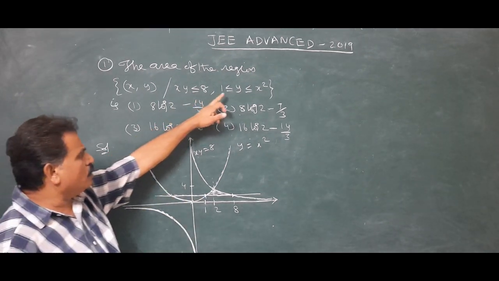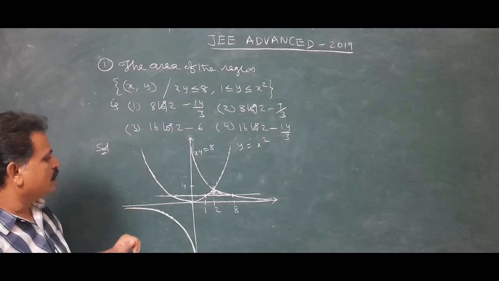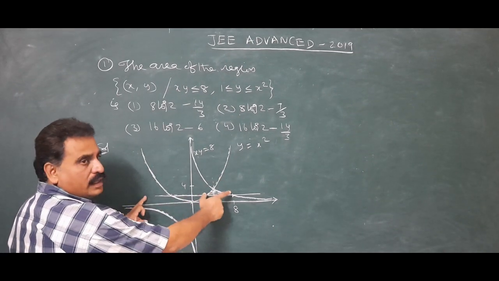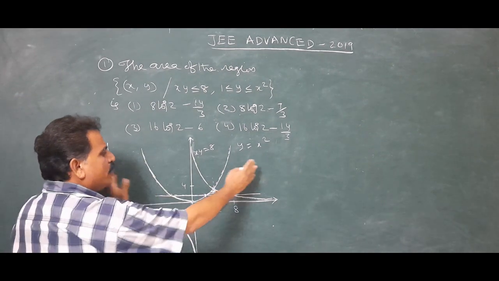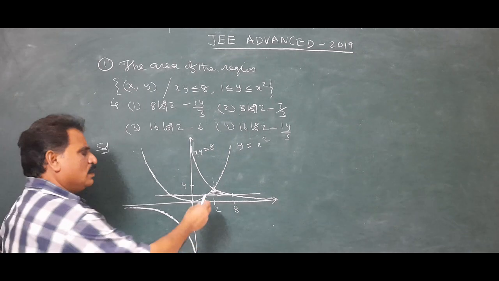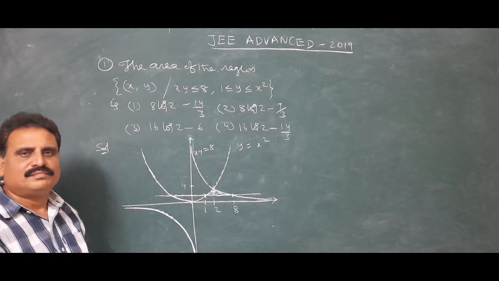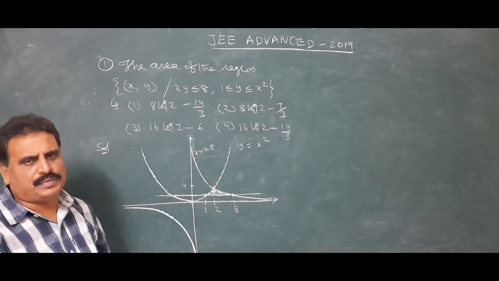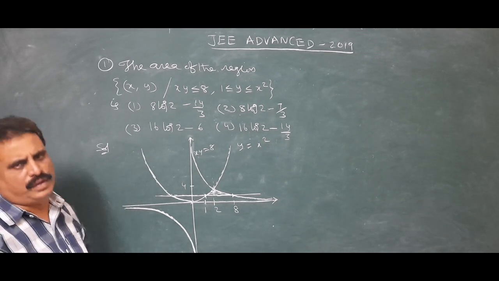Next, 1 ≤ y ≤ x², that is above the line y ≥ 1 and outside the parabola, above the line. The common region is this. So this area can be evaluated in two ways. There are two methods to solve that one.